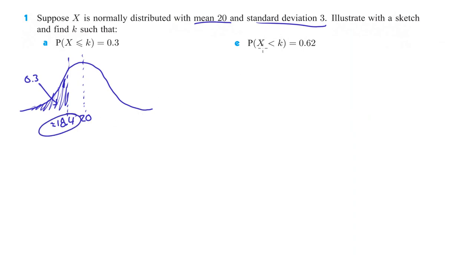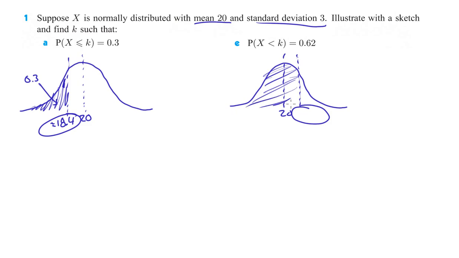Okay, for part E, the probability of x is less than k is 0.62. So again, we're going to draw ourselves our little normal curve here. Here is 20, and we want to know from the beginning, because it's less than k, the top 62%. So we're going to look for this value right here. And over here in this graph, this is going to be 62% of the data. So it should be something a little bit bigger than 20, right? Okay, so it's going to be all this stuff in here.